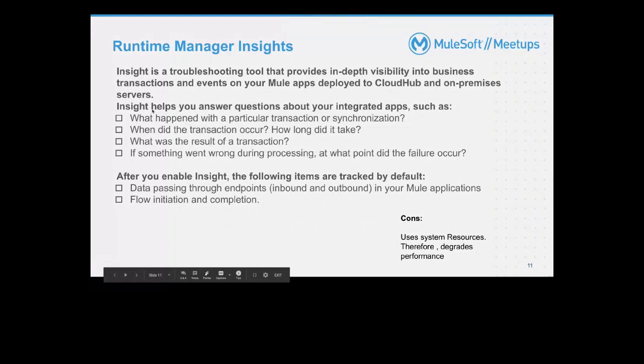So this is what is written over here as well. What happened with a particular transaction or synchronization? When did the transaction occur? How long did it take? What was the result of a transaction? If something went wrong during the process, at what point did the failure occur? So let me showcase the fourth point as well. Give me a second.